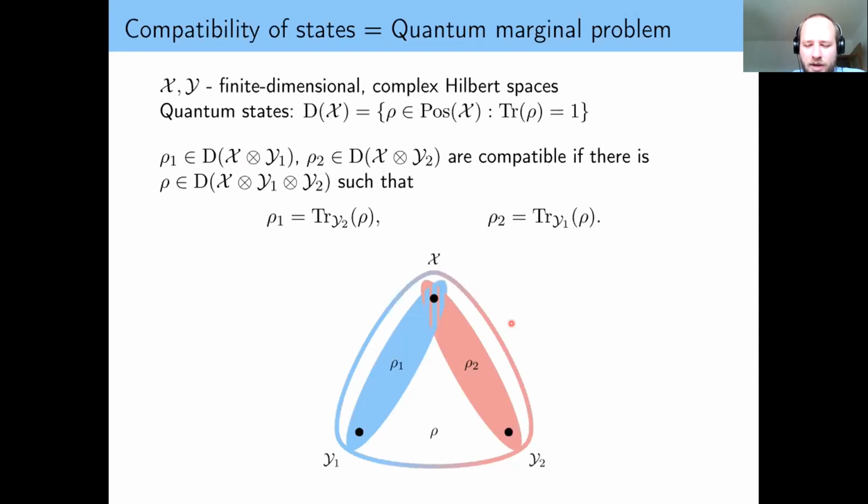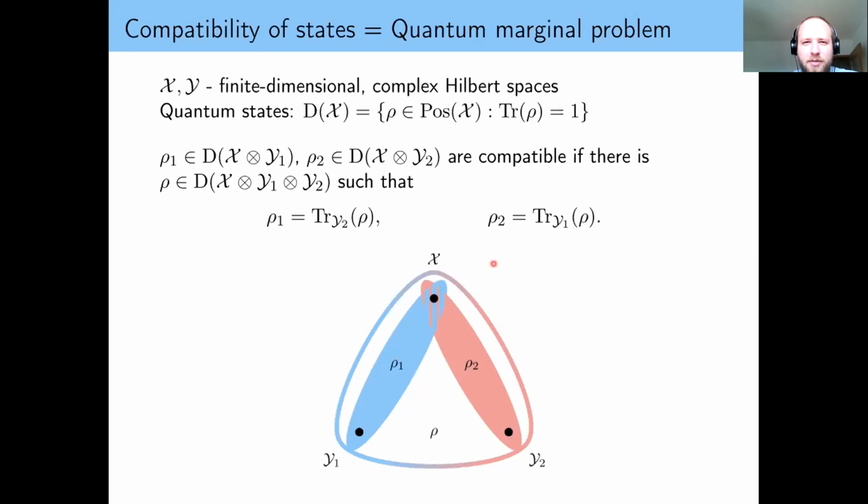This problem is fairly common in quantum theory, and one can meet it in many different places. For example, if we have ρ1 equal to ρ2, this is called symmetric extensions, and you can get a hierarchy for detecting entangled states from this. So it is a fairly common problem in quantum theory.